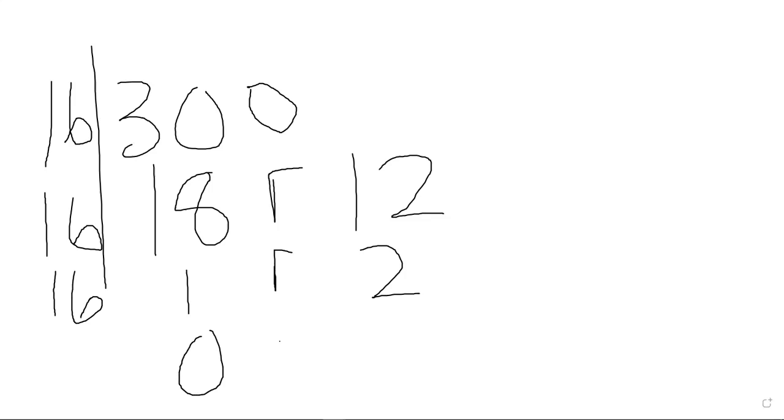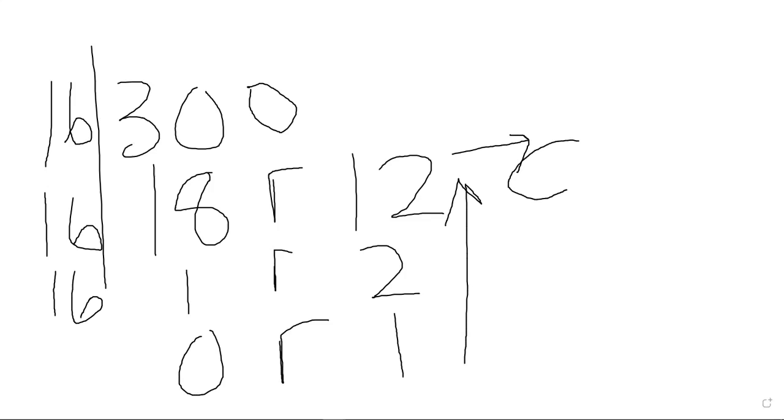Then I say 16 into 1, my answer is 0, remainder 1. Please pardon me for that. Let me repeat, 16 into 1 is 0, remainder 1. And then we rewrite the remainders going up like this. But remember, in hexadecimal 10 is A, 11 is B, 12 is C. So 12 is C. So we're going to write 1, 2, C. So the answer is 12C. This is 300 in hexadecimal form.